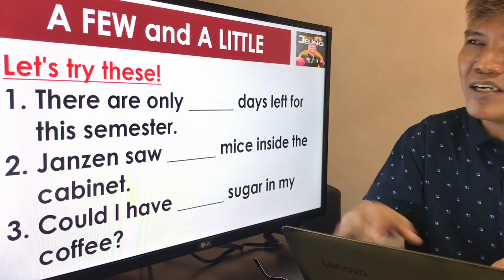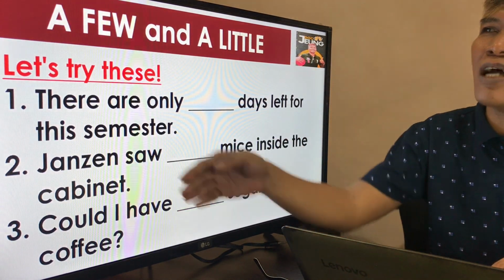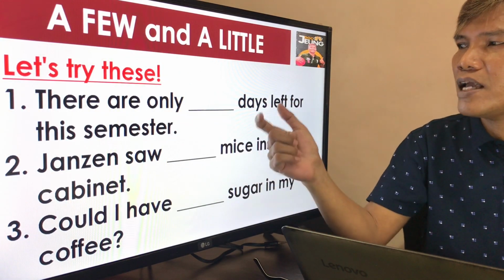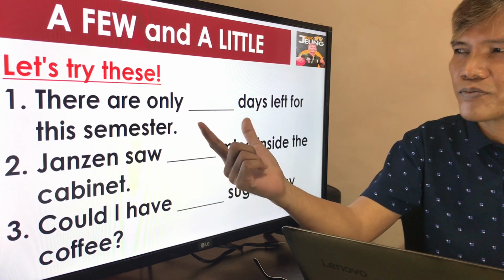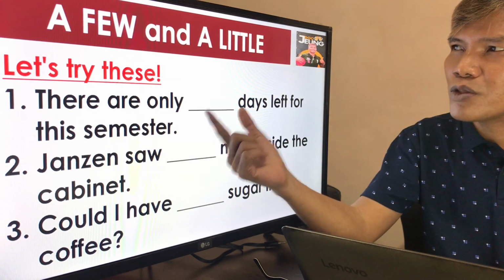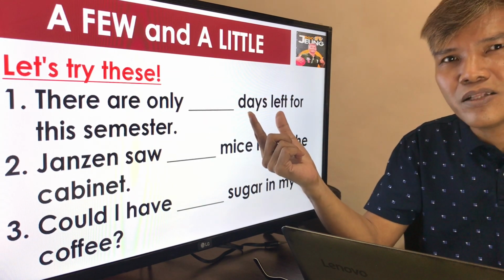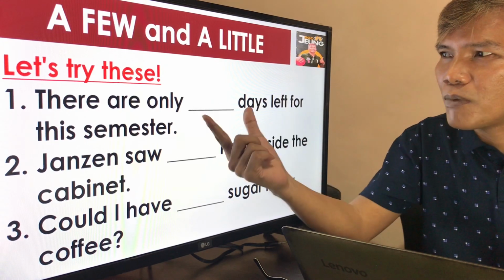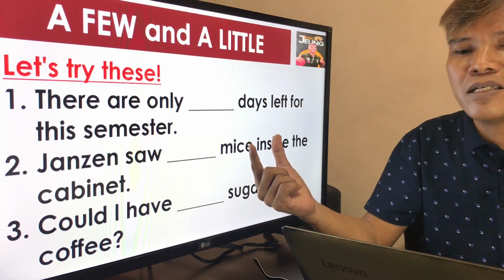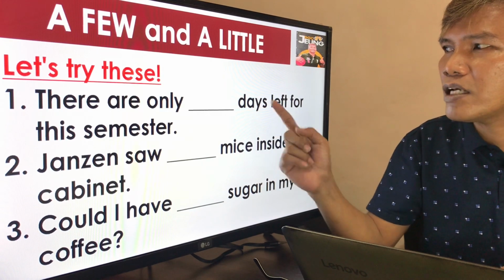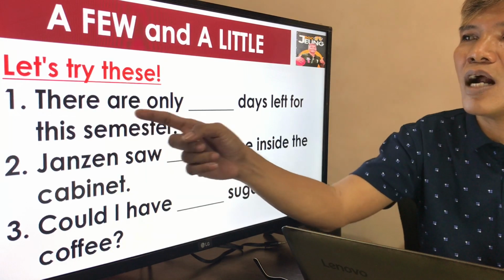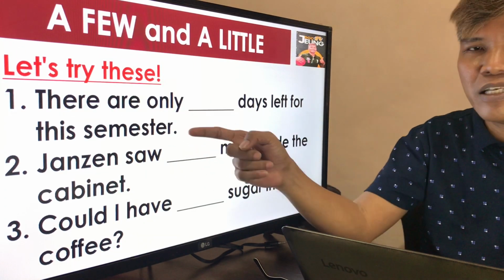Okay, let's try this. What is the correct answer? A few or a little? There are only blank days left for this semester. What is the next word after the blank where we are going to write our answer? Days. Days is a noun after the blank. It is countable. We can count days. How many days are there in a week? 7. So days, countable. It ends with s, plural. Therefore, we will use a few. The sentence now, there are only a few days left for this semester.